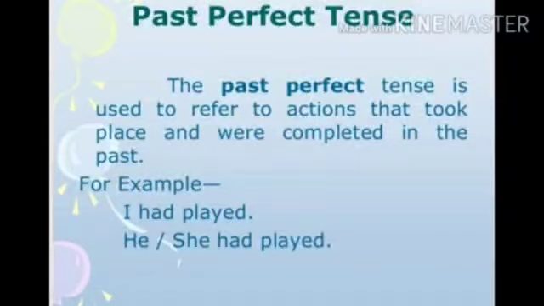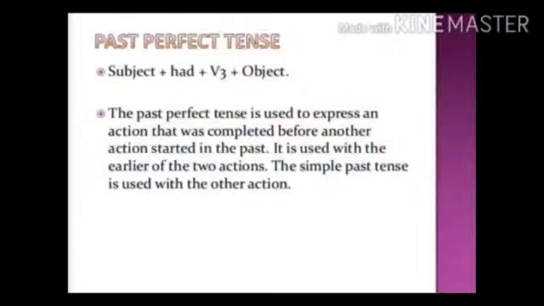And now what is the structure of it? Subject plus had plus V3 plus object. We can't get has or have here. Most people will be using it with has and have. Has or have, that is present perfect. Now we are discussing past perfect. In this, subject plus had, H-A-D, D for Delhi, had plus V3 plus object. Example, I had played cricket, she had played hockey, like this.